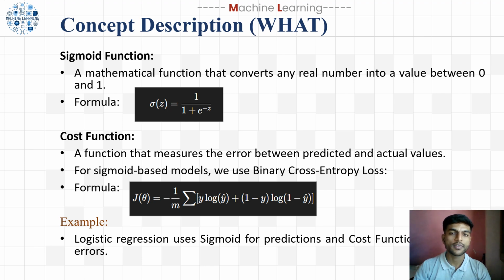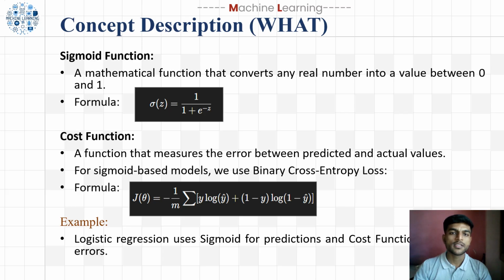The second one is the cost function. Cost function tells us how good or bad our predictions are. For sigmoid-based models like logistic regression, we use binary cross-entropy loss. The formula for the cost function is J of theta is equal to minus 1 by m, summation of, in brackets, y log of y hat plus 1 minus y log of 1 minus y hat, bracket complete. Here y is the actual label like 0 and 1, and y hat is the predicted probability that is formed by using the sigmoid function.